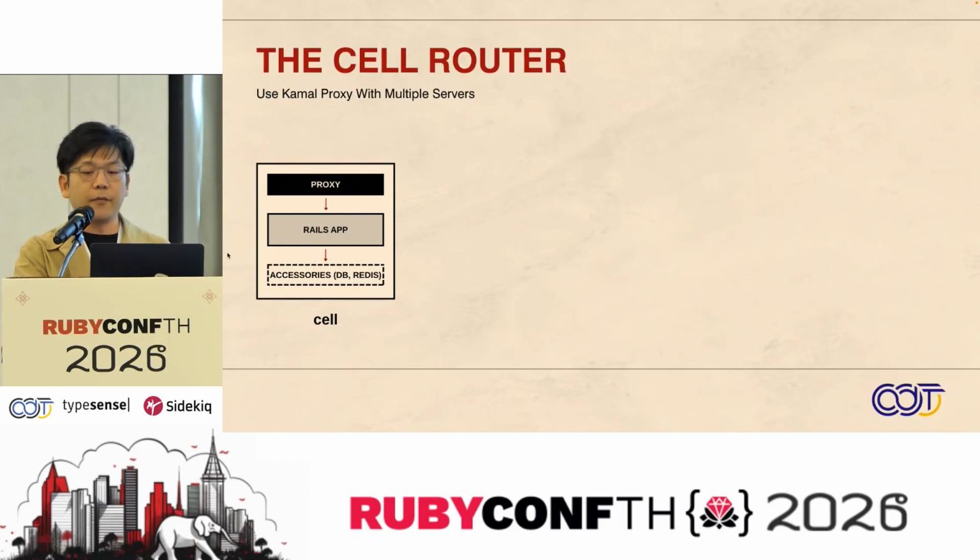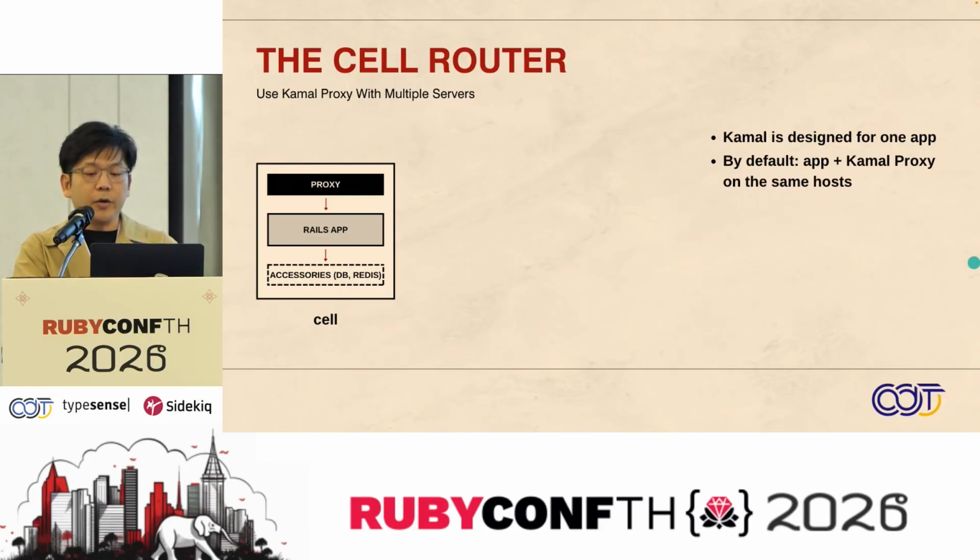And now it's time for thinking about the cell router. Like I mentioned, command is really designed to deploy one application. In this default model, you run command from your app repo, it deploys the app, and it also sets up command proxy on the same machine to front that app. For a single app, that's perfect. You get app containers and a proxy, all living together on the same set of servers with almost no extra work.